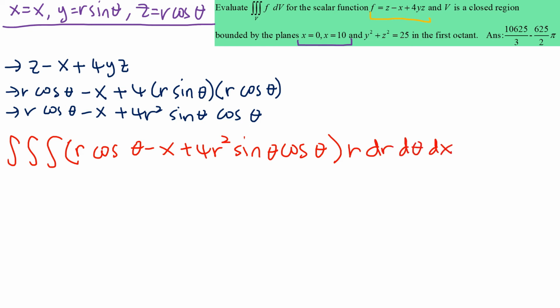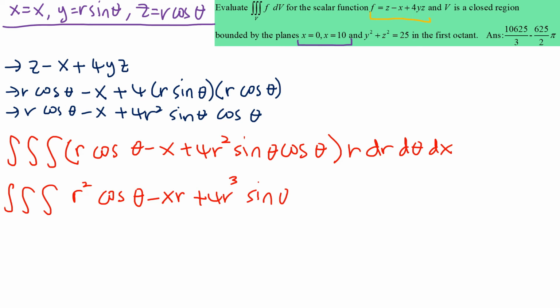If you're not clear on how it became this, pause this video first and go back and look at this video from the beginning. All right, now I will expand the r. I will have r squared cos theta minus xr plus 4r cubed sin theta cos theta dr d theta dx.